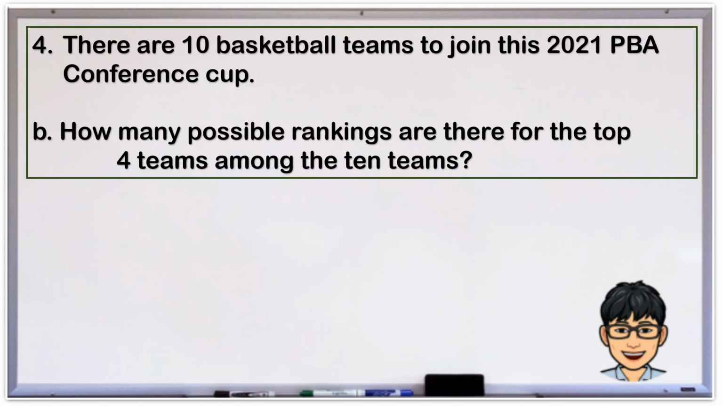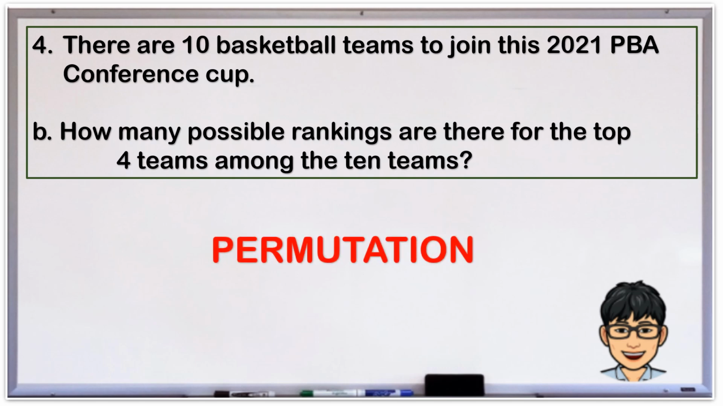Okay, what if the problem is how many possible rankings are there for the top 4 teams among the 10 teams? Ayan. Since ranking ang pinag-uusapan dito, mahalaga rito kung sino team ang magiging first, second, third, and fourth. And therefore, this problem is all about permutation.